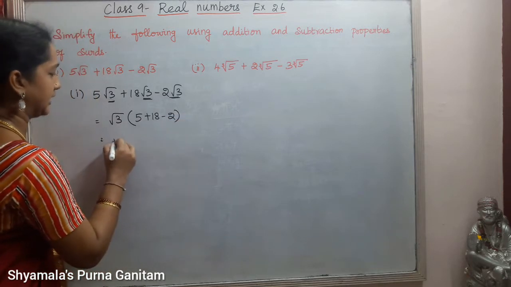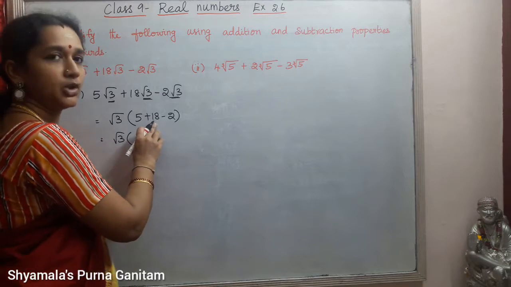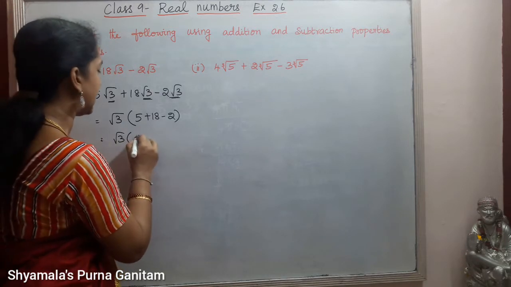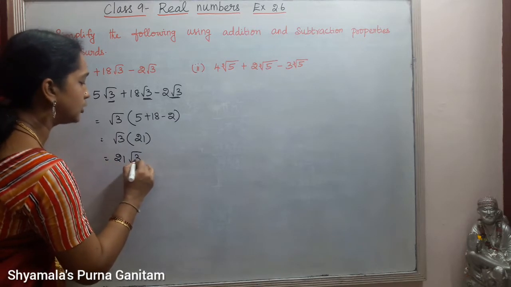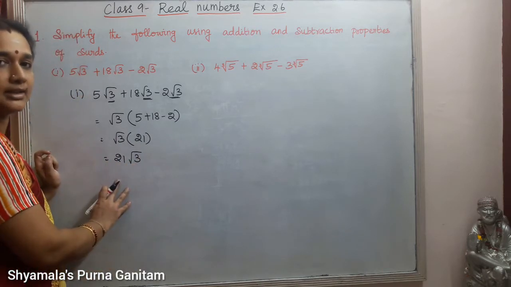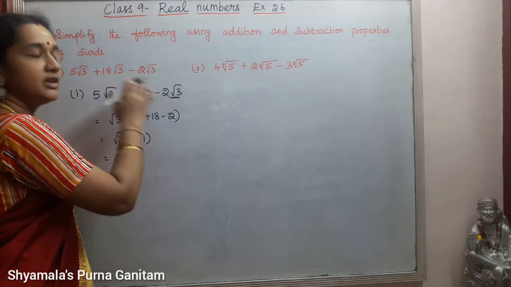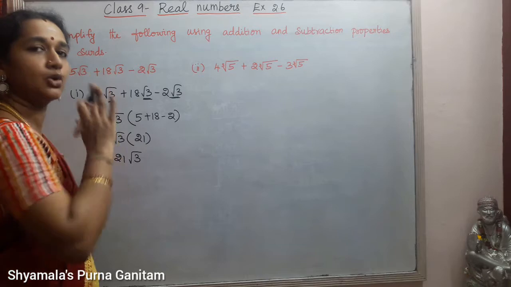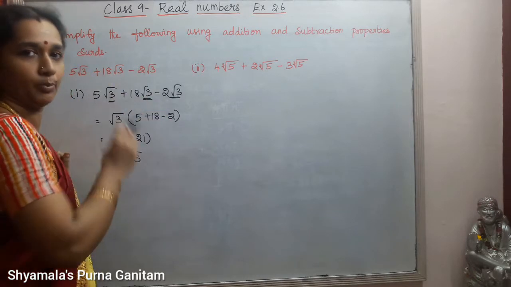So we will get root 3 into 5 plus 18 is 23, 23 minus 2 is 21. So the answer is 21 root 3. This is how it has to be done. Since all the root values are the same, we can add or subtract the coefficients, whatever operation is given.